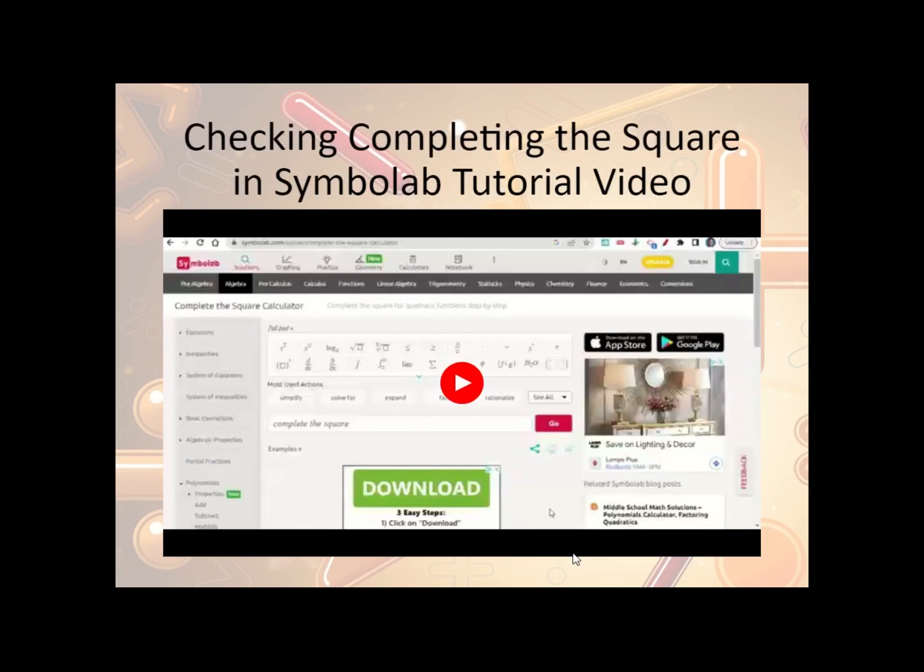Now there's a video here that shows you how you can use Symbolab to help check your work when completing the square. So go ahead and watch that video now.